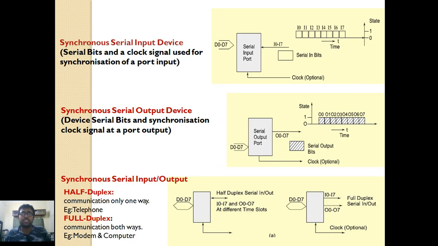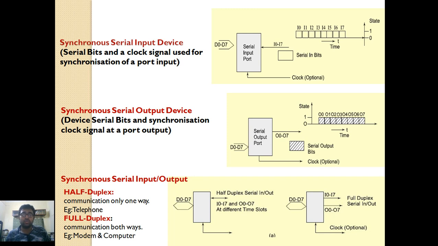This is the example of a synchronous serial input device. Serial bits and a clock signal used for synchronization of a port input. For synchronization we use a clock signal, and as the name suggests, in a synchronous serial input device, the bits will go in serially and a clock signal is used for synchronization of a port input. The pictorial depiction gives us a clear view of a synchronous serial input device.